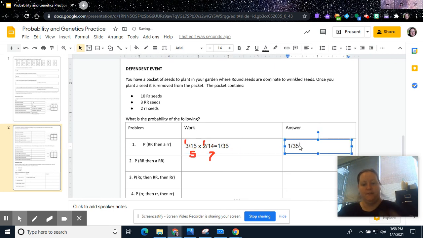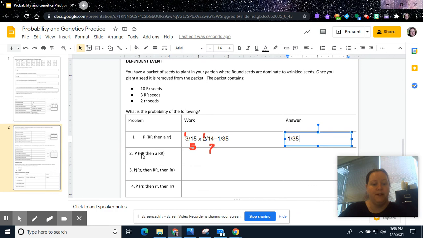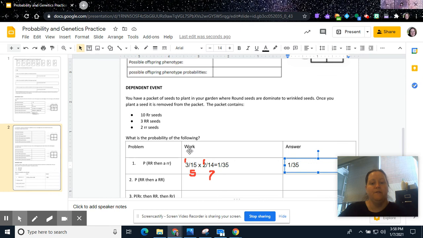Please go through and type your answer over here too. And that's how you do that problem. So you're going to go through and you're going to, how many give you what you want out of how many total? And then do it again. How many give you what you want out of how many total? Hopefully that will help you.